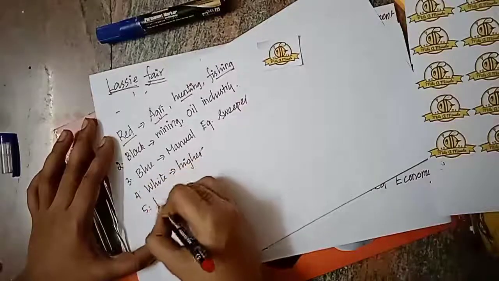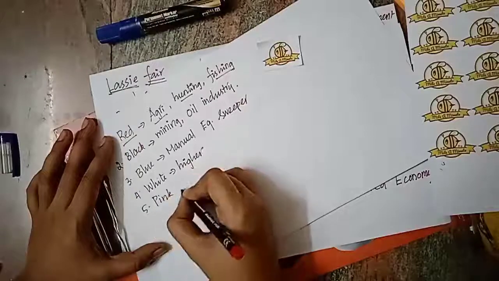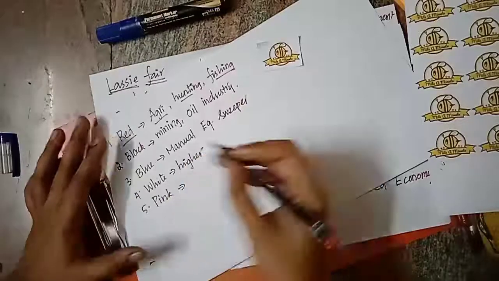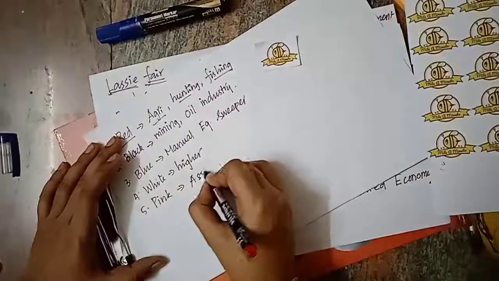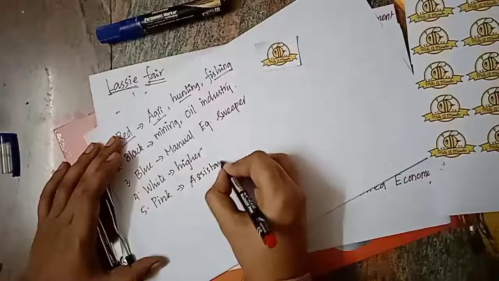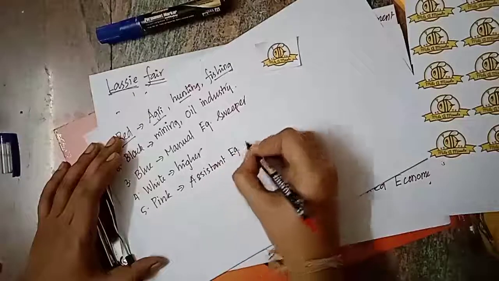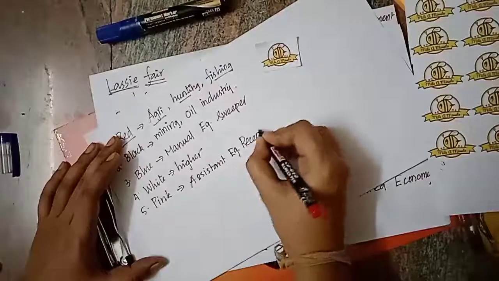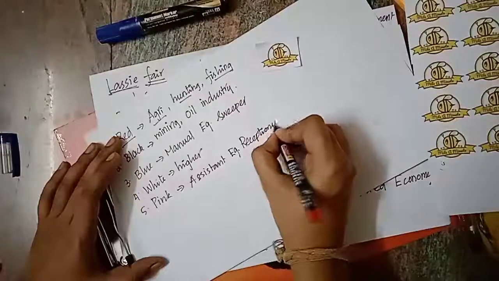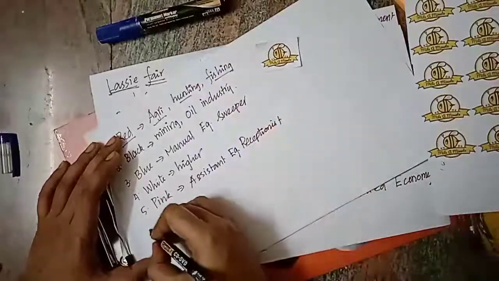Then pink. Pink is for low paid workers or assistants. Low paid workers or assistants come under pink color. And you can remember it by the example, receptionist. So receptionist or low paid ones, right? They come under pink collar jobs.